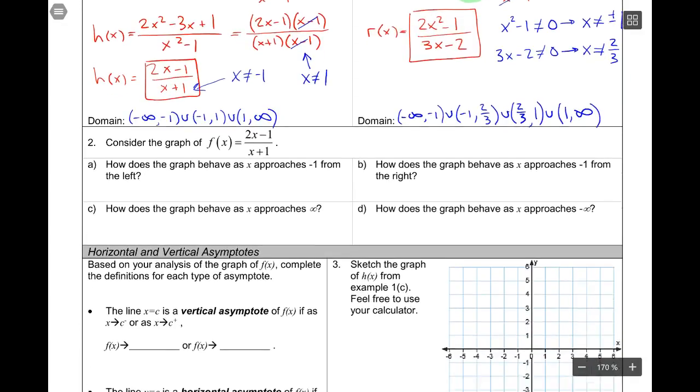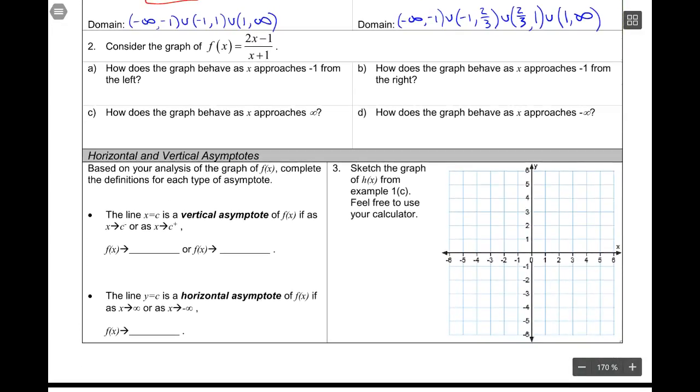Example 2 says, consider the graph of the rational function 2x minus 1 over the quantity x plus 1. That's the function that we've seen show up in several different formats from the previous examples. I'm asked the following: how does the graph behave as x approaches -1 from the left? Well, let's first take a look at this graph.